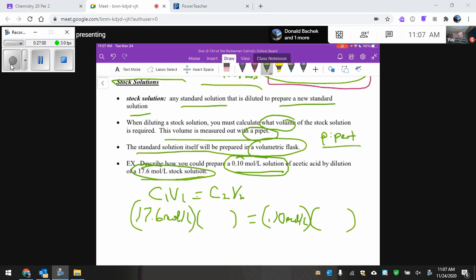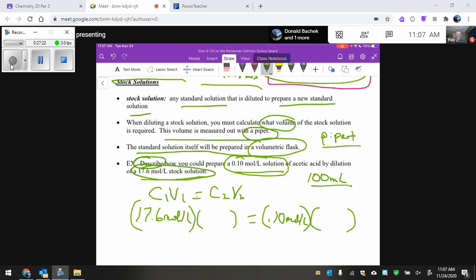Now, 100 milliliters is our magical number. We always want to end up with 100 unless we tell you otherwise. In this case, it doesn't tell us. I want to make 100. Notice this word, describe. I'm going to need 4 steps for this as well. Okay, a couple things here. Now, here is the issue.